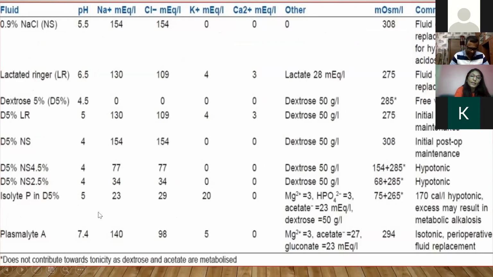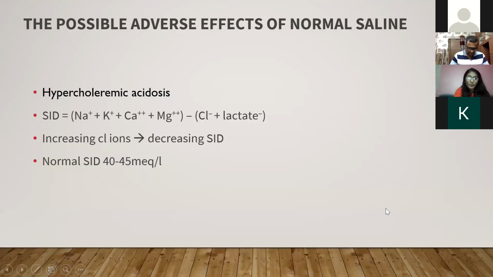The balanced solutions like Plasma-Lyte A have a pH of 7.4. The normal saline has a pH of 5.5 and the lactated Ringer's 6.5. The osmolality, which is normally 280 to 290 in the human body, is 308 for normal saline compared to 294 to 285 for balanced salt solutions. So what are the possible adverse effects of normal saline?